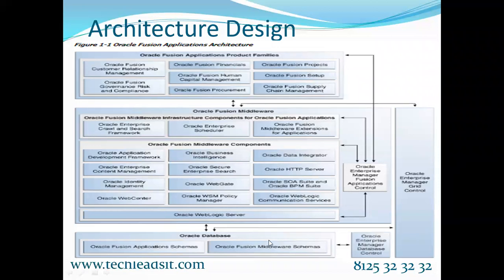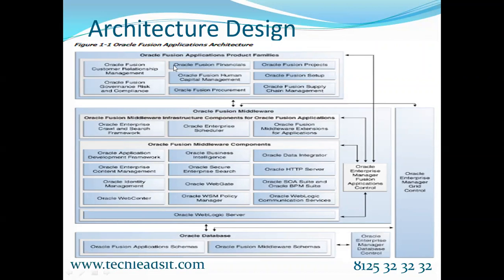this applications control stack. And one more layer, which is the last, the Oracle database layer, which has two components: Oracle Fusion application schemas and Oracle Fusion middleware schemas. Here, Oracle Fusion application schemas are especially for product families. Whatever Fusion application product families have, that database related information would be stored in Oracle Fusion application schemas.